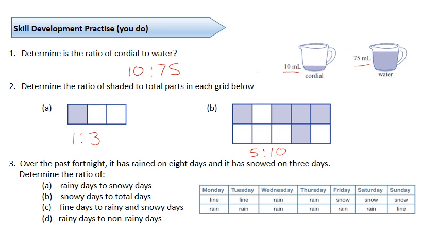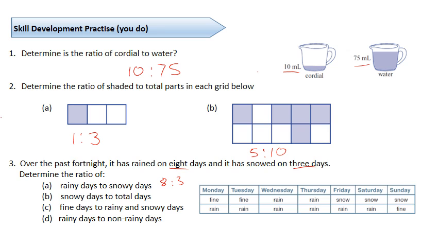Alright, so over the past fortnight it rained 8 days and it snowed on 3 days. Determine the ratio of rainy to snowy days. So rainy days was 8 is to snowed on 3 days, 3.